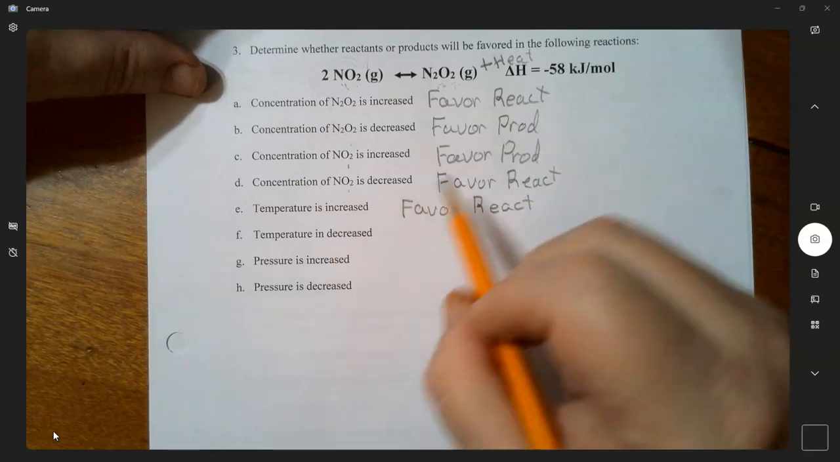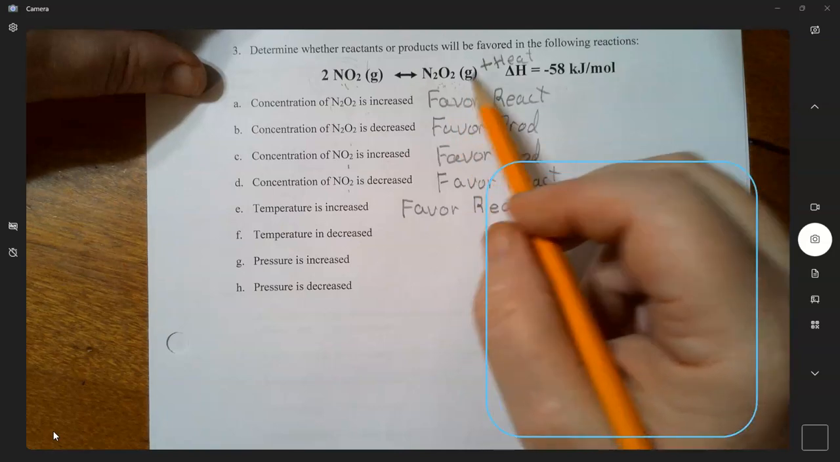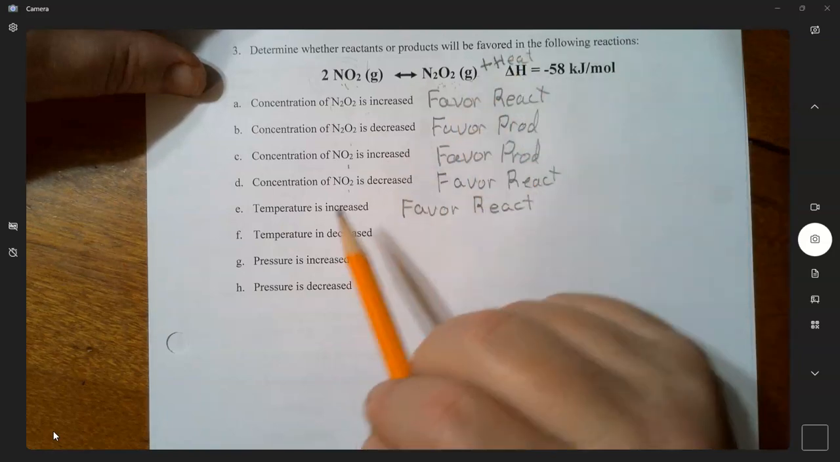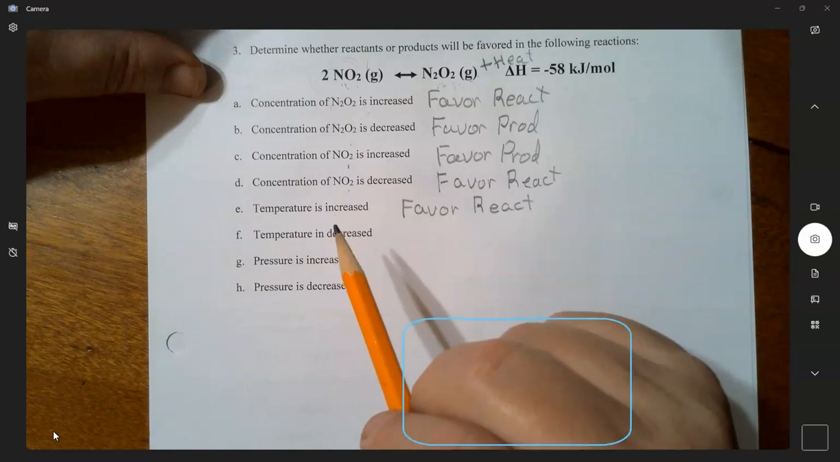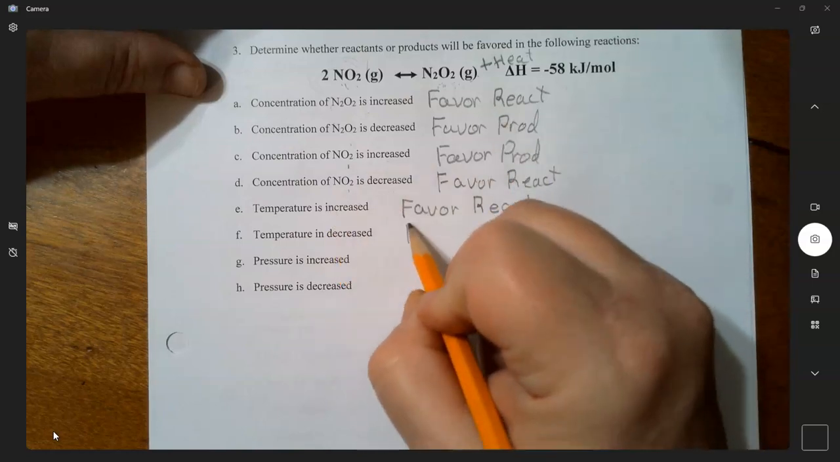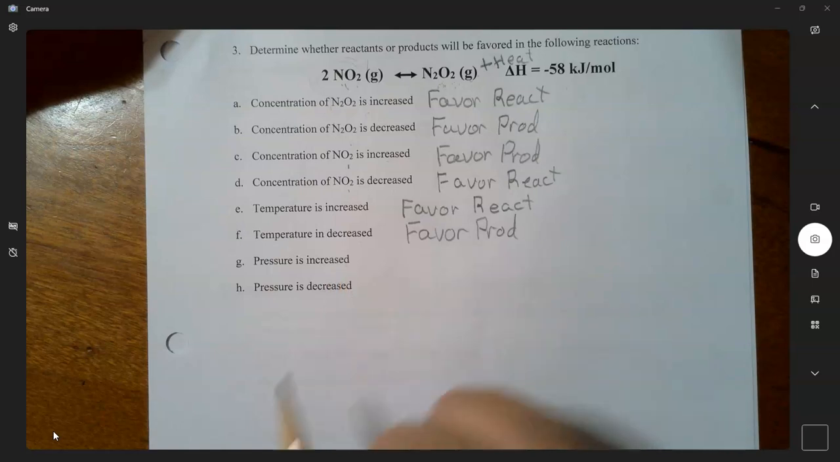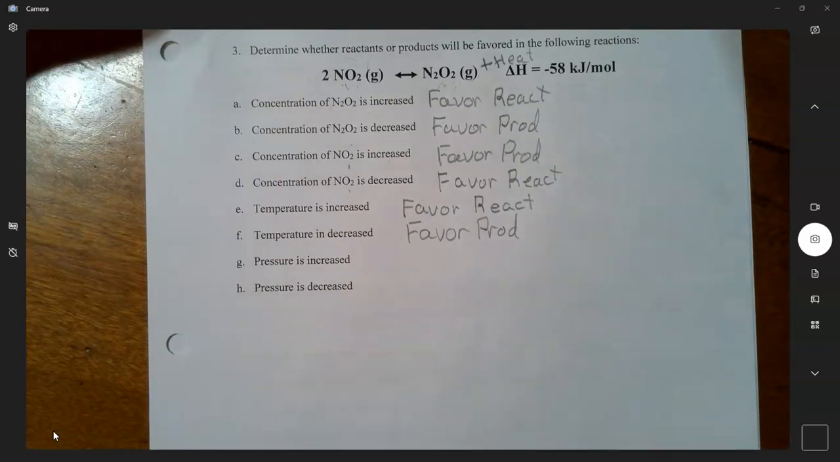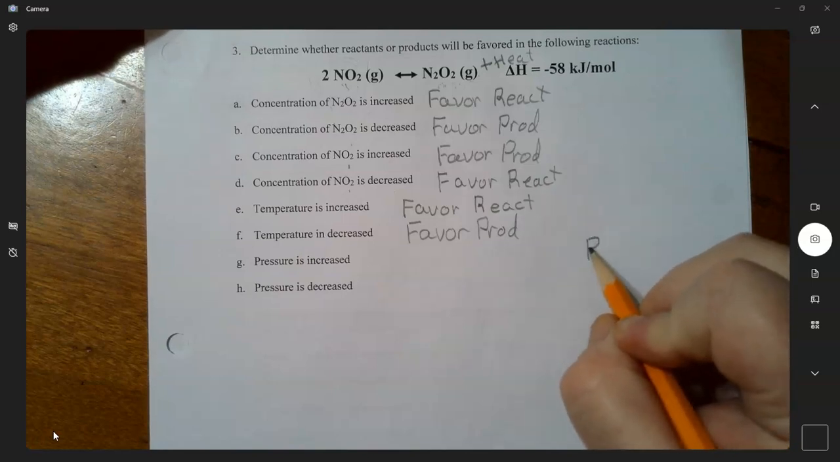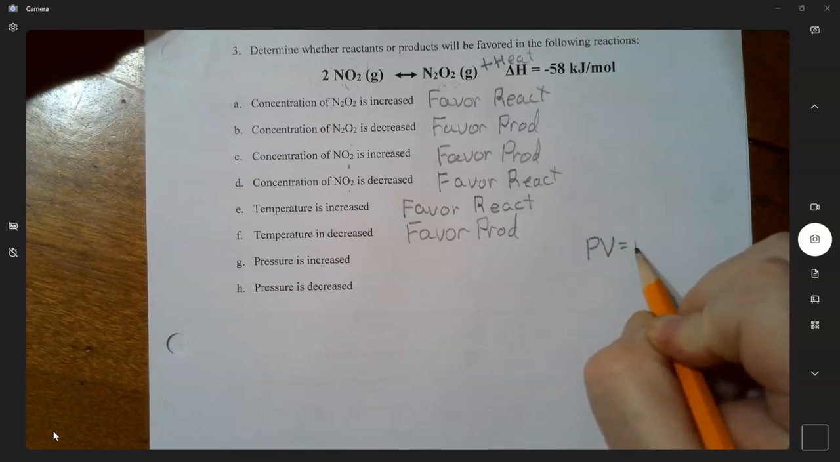Okay, temperature's decreased, so now it's a really cold room. It likes to give off heat. It's much easier for a heater to give off heat in a really cold room, so that's going to favor products. Okay? And pressure is increased. So this is the new one. This applies only to gases. So here's PV equals nRT. You've got to remember this little story.